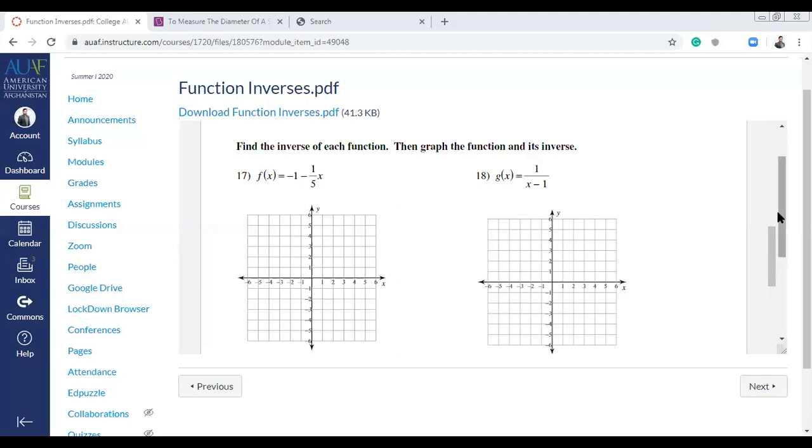Yes, you need to solve for the inverse function, and then you need to graph the function. Great, excellent. So same.